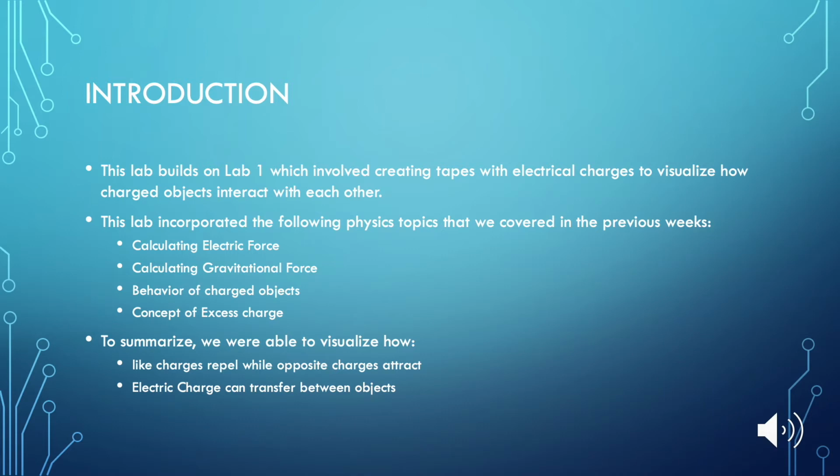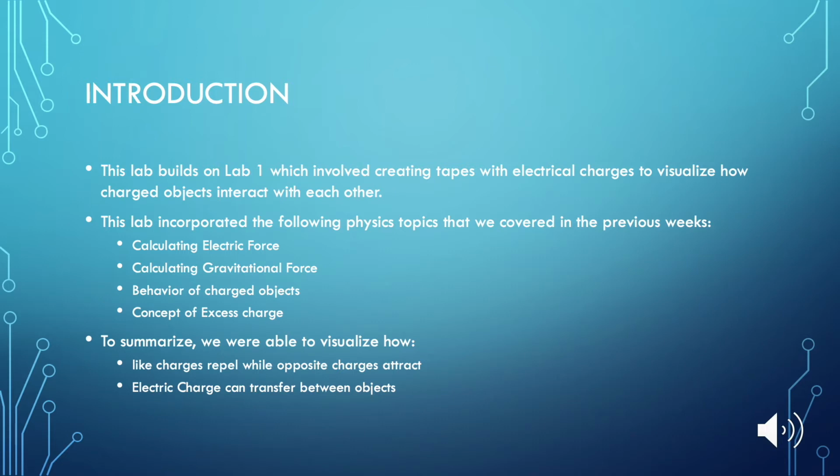The concept of excess charge. This concept regards what happens in an object when it has acquired an excess charge. These charges move to the surface of the object. One concept that we have used in this lab, which we have learned in a previous class, is how to calculate the gravitational force. This gravitational force is calculated by multiplying the mass of an object by the gravitational acceleration. On Earth, this value is 9.8 meters per second squared.